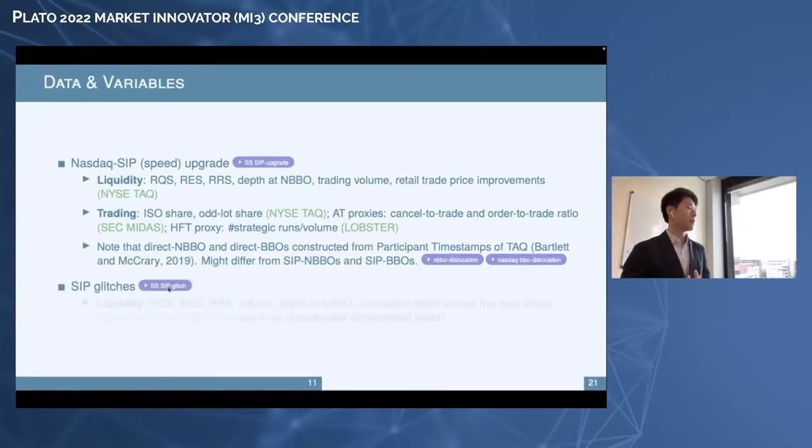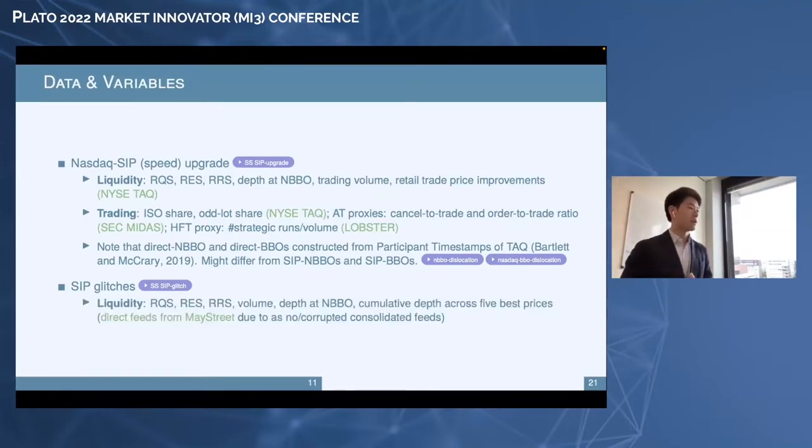And for the SIP glitches, I essentially look at liquidity to see how the SIP glitches affect the market. Just as a quick note, by definition, during those SIP glitches you don't have reliable data for the consolidated tape. So I got direct feeds from Maine Street, a US data company, so I can look at what happened in the market without using the data from the tape.